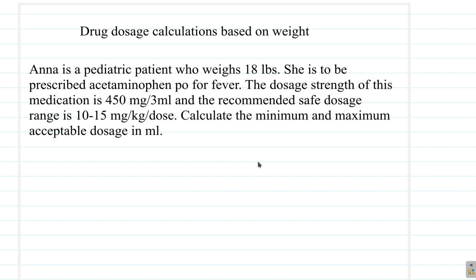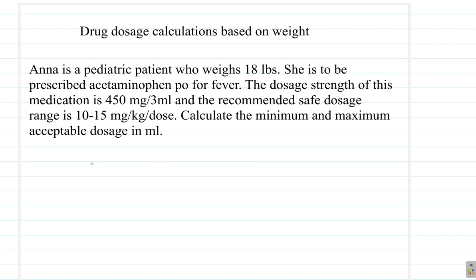The dosage strength of this medication is 450 milligrams per 3 milliliters, and the recommended safe dosage range is 10 to 15 milligrams per kilogram per dose. Calculate the minimum and maximum acceptable dosage in milliliters.